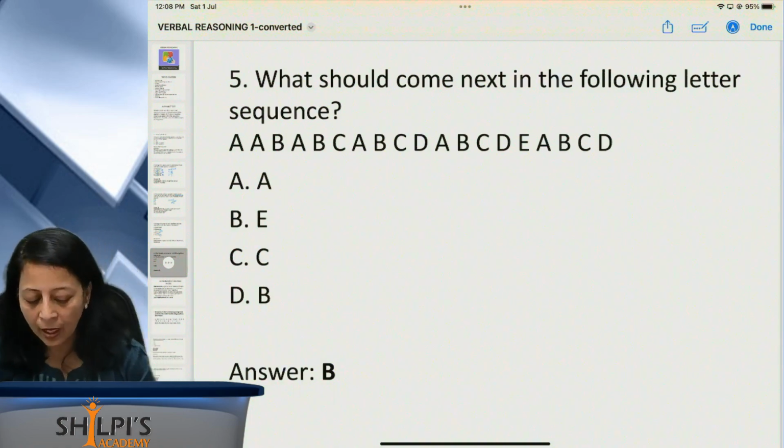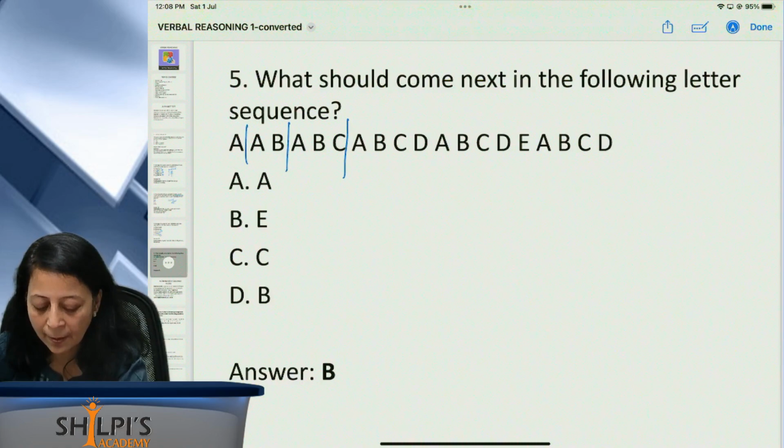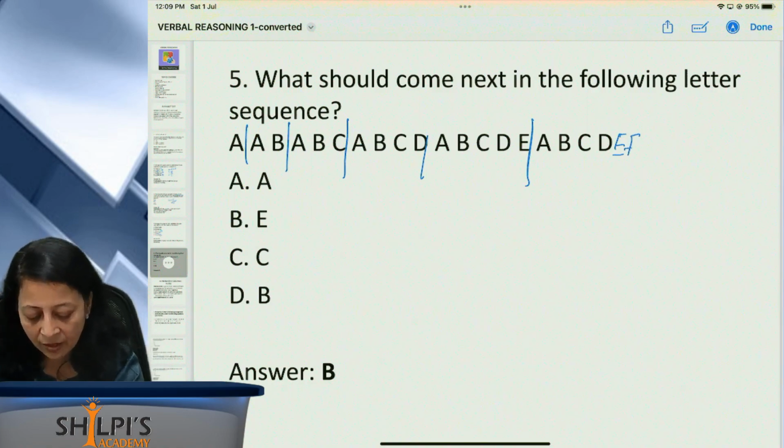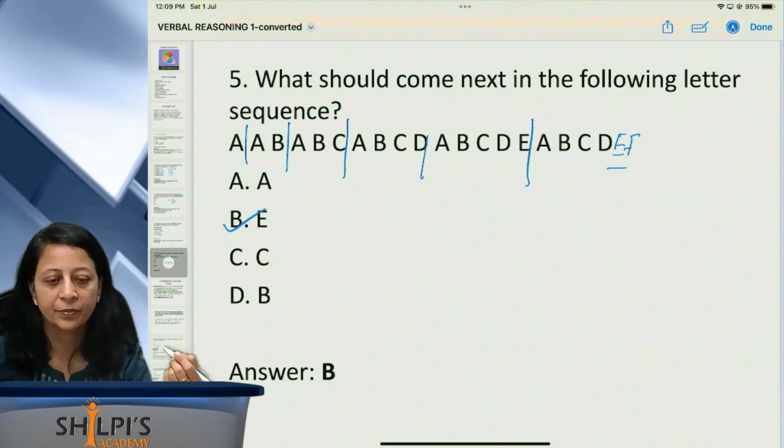Okay, let's see here how it has been arranged. Let's see here the first alphabet A. Then they have arranged AB, then ABC, then ABCD, then ABCDE, then ABCDE and F. So what could be the next here? Of course it has to be E, then only F. So the option will be B here. Got it, students?